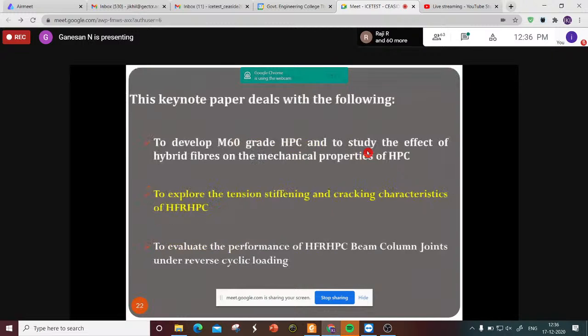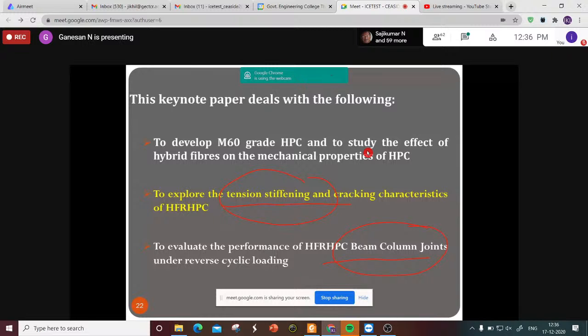So I would like to present very briefly the HPC of M60 grade concrete that is used to conduct tests for tension stiffening and cracking characteristics of HFR HPC, and to evaluate the performance of HFR HPC in the case of beam column joints. I have taken tension stiffening and beam column joints as the two important structural applications.